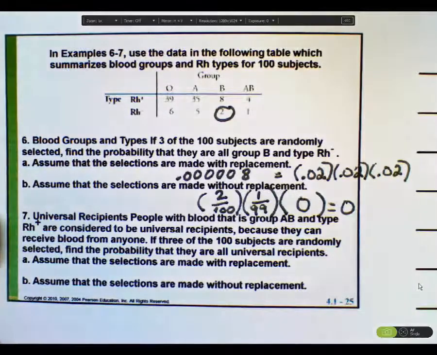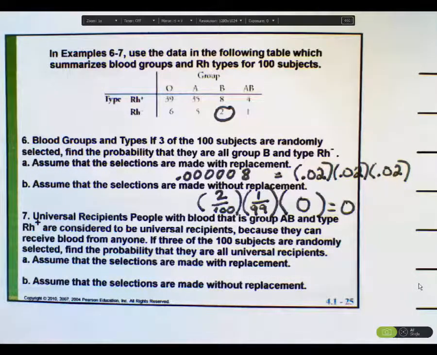All right. Number 7, universal recipients are people that have group AB and type Rh positive. They can take any type of blood from anybody. So if 3 of the 100 subjects are randomly selected, find the probability that they are all universal recipients.